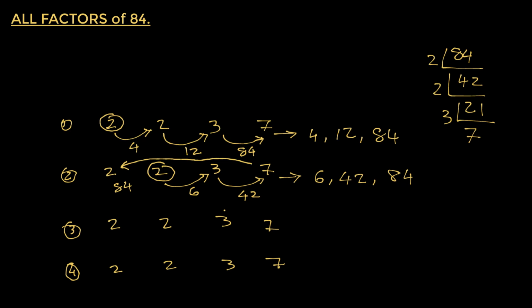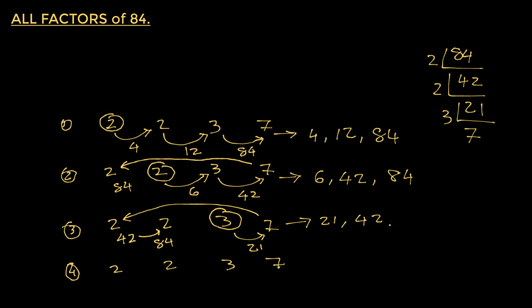That's it. Now we go to the third row, third column, circle that number. 3 times 7, which is 21, and 21 times 2, that's 42, and 42 times 2, which is 84. That's it. We have 21, 42 and 84. See, the last number is 84 in all these above 3 rows, isn't it?